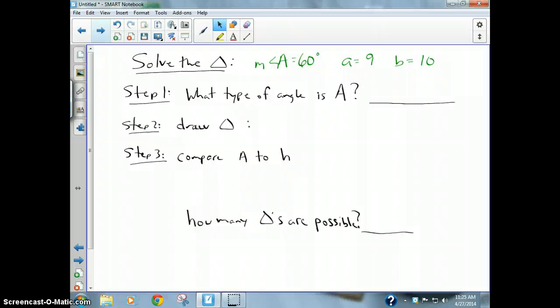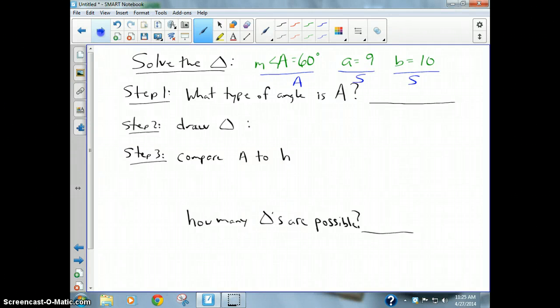All right, now let's apply that information and let's solve the triangle. You are told that the measure of angle A is 60 degrees, and side A, which is opposite it, is 9, and B is 10. You are told side-side-angle. Oops, sorry, I wrote that the bad way. Sorry, I should have it the other way around.